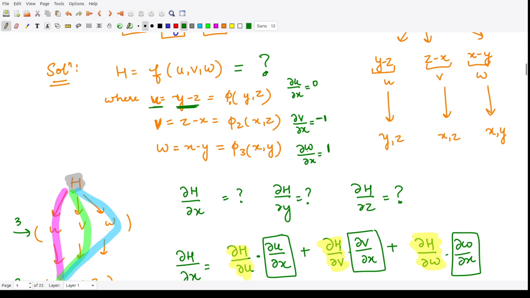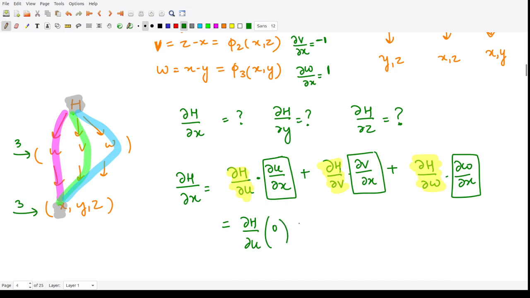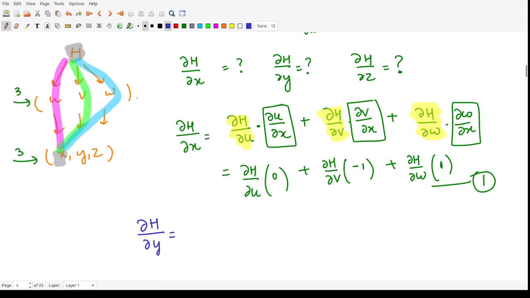Now you have all these values, so you can substitute. The first value is 0, so you have 0 plus del h upon del v as such times minus 1, and then del h by del w times del w by del x, that is 1. So this is equation number 1. Next we want del h by del y. What would this be? Again you will look for the different ways to reach it.